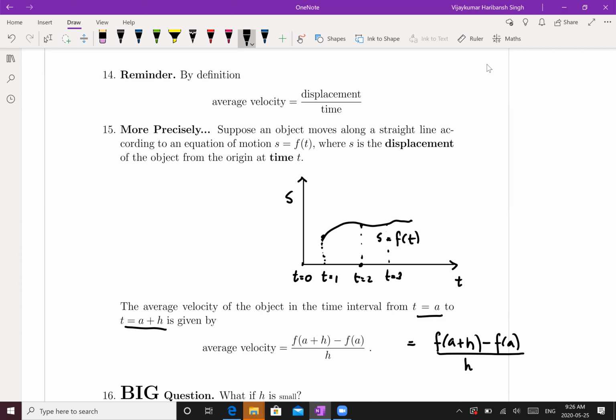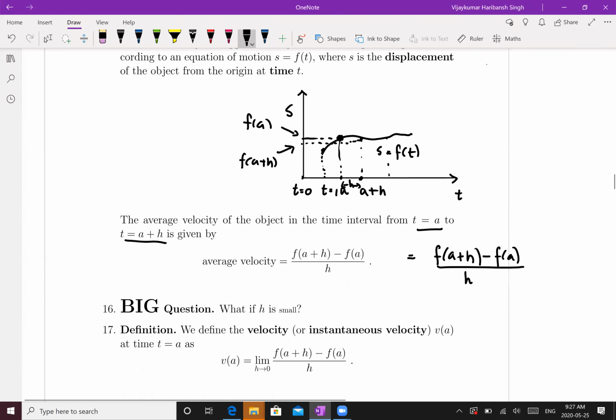If I draw here, maybe A is here, and suppose A plus h is here. Then your average velocity is going to be: this is your f of A, the second one is your f of A plus h. So the displacement is f of A plus h minus f of A, over how much time? The time interval between them is h. So this is your average velocity.